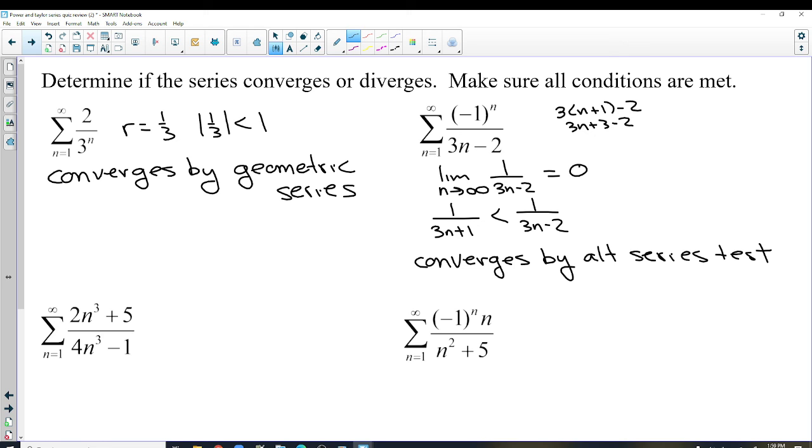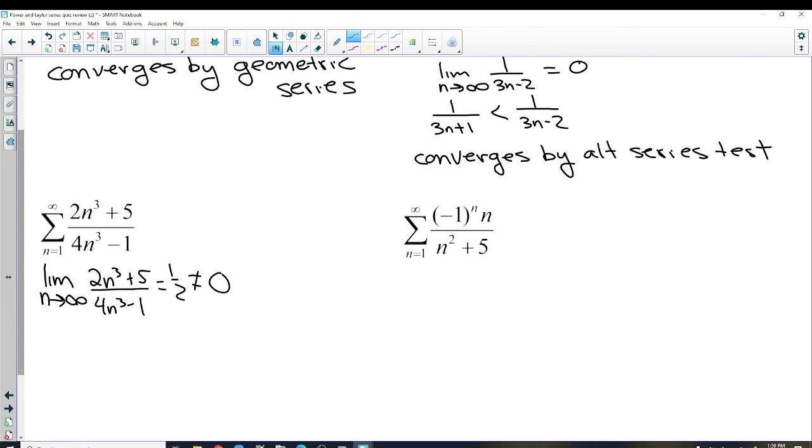That one jumps out at me so glaringly. Anyone know what that one's going to be? Yeah, that's nth term test because it's going to be 2/4. That's not 0. So limit as n approaches infinity of 2n to the third plus 5 over 4n to the third minus 1 is equal to 1/2, which is not 0. So not converges, excuse me, diverges, by nth term test.